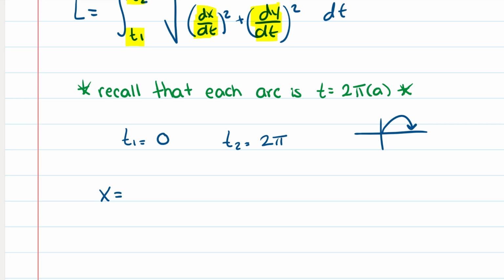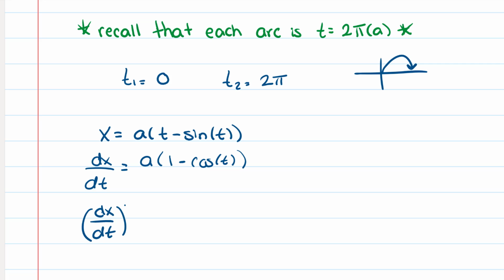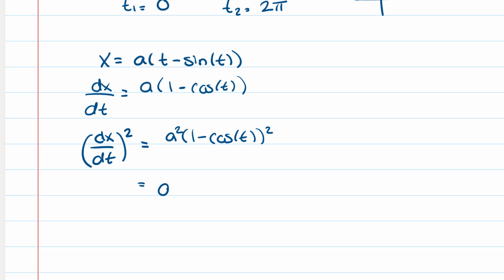Well, I know that x is equal to a times (t minus sine of t). So then dx/dt is going to be a times (1 minus cosine t). And then I need to square it because in the equation under the square root, I need this squared. So I get a squared times (1 minus cosine t) squared. So this is going to become a squared times (1 minus 2 cosine t plus cosine squared t).